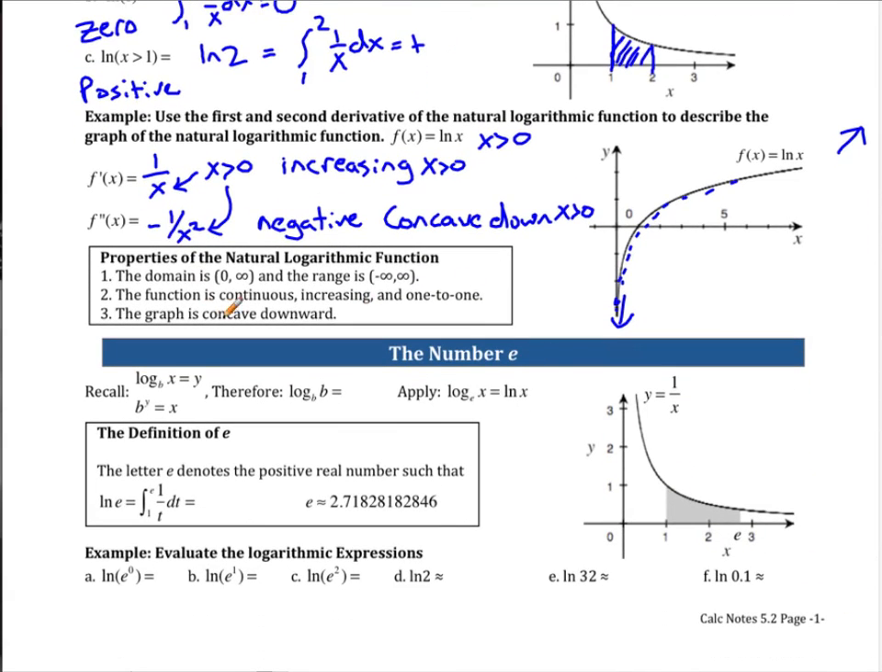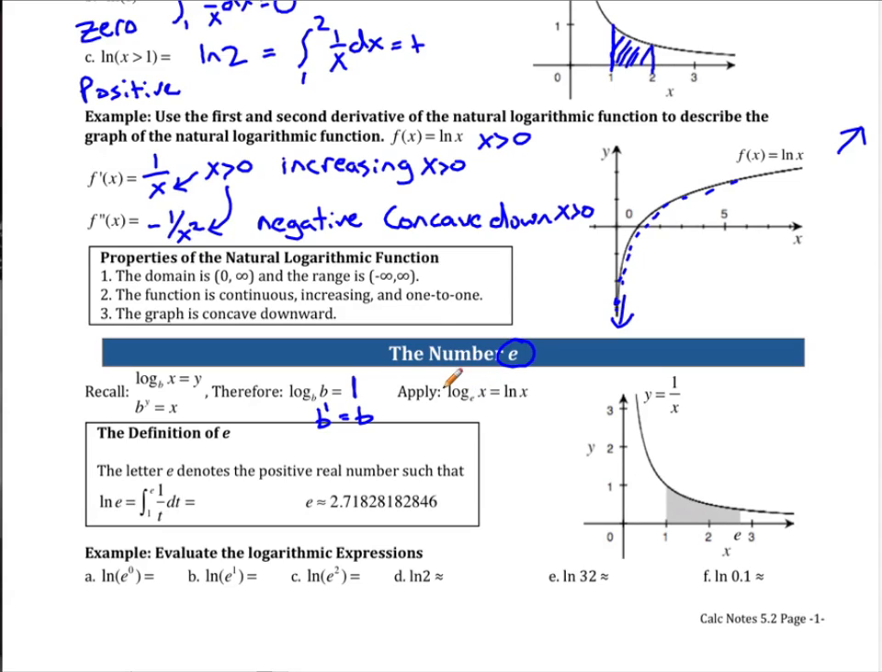Next, we're going to relate the log function to the number e. Okay, so just recall real quickly that log base b of x equals y really means that b to the y equals x. So if we look at log base b of b, that's going to equal 1. Okay, because we have to think, b to the what power equals b? Well, b to the first power equals b, so that means this has to equal 1.